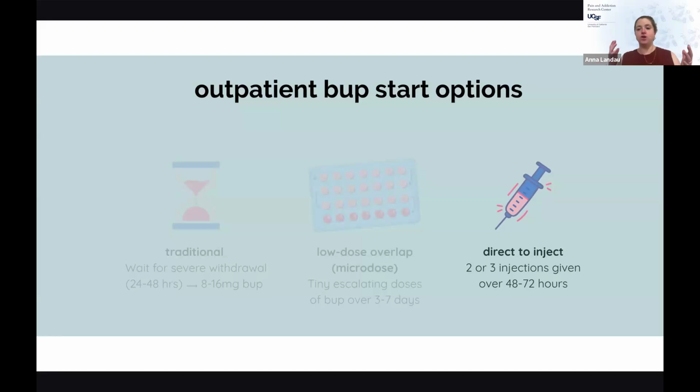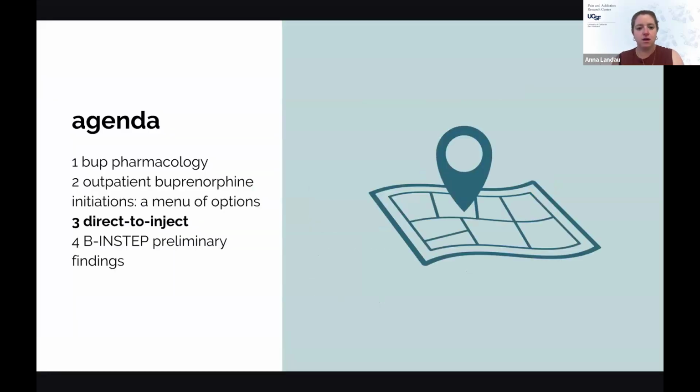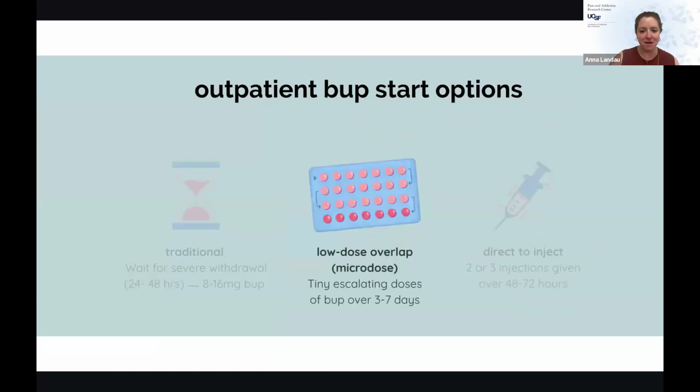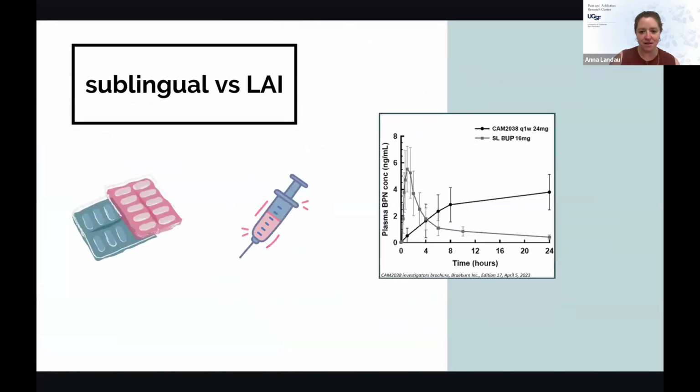But so, direct to inject. I'll start here actually for a sec. So the idea of direct to inject, as both Leslie and Damian described, is essentially a way to start someone on bupe slowly without them having to tolerate a lot of withdrawal. The way that I describe it to patients who have familiarity with a microdose, or to trainees when I'm teaching, is that it's like an automatic microdose that up titrates itself automatically. So, Damien, forgive me as I go back to the slide.